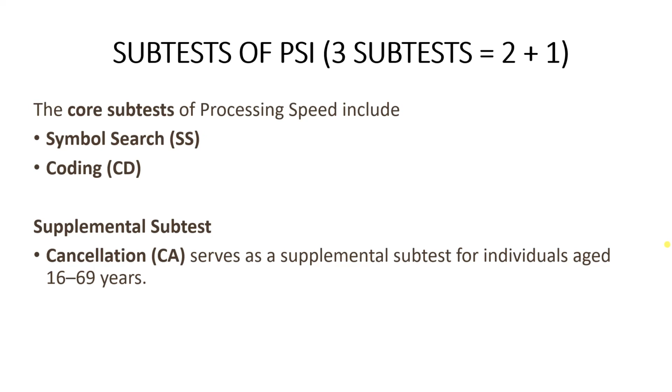Following the same pattern and style, I will describe each of the subtests with example items wherever possible, followed by what they measure and the factors influencing them, along with the clinical utility or considerations. So the first subtest of the processing speed scale, or processing speed index, is symbol search.